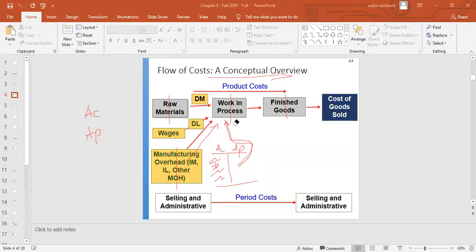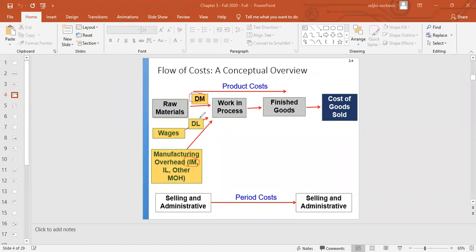You can see these raw materials here, account. So you purchase some materials, you add to this account, and then some of these are going out as direct materials and indirect materials. Where are the indirect materials? Well, they're here in manufacturing overhead, right? But direct materials are going directly to work in process.